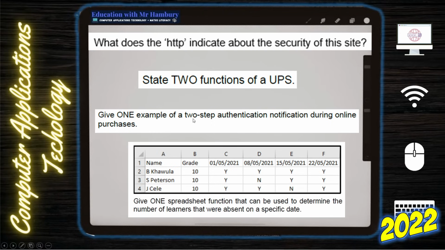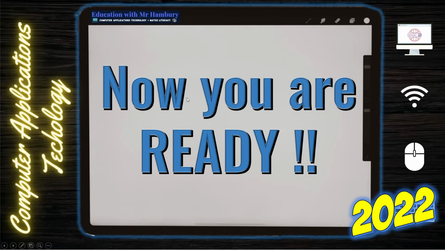Okay. Give one example of a 2-step authentication notification. So as you make the purchase, it sends maybe a one-time PIN or something like that to your phone. You then enter that, and then the authentication goes through. Here they're talking about spreadsheets as well. Give one spreadsheet function that can be used to determine the number of learners that were absent. So what sort of function? You actually have to write that out. Here's another one. What does the HTTP indicate about the security of this website? It's indicating the protocol that's used, but because it doesn't have S, it's not as secure. Okay, so that's what that tells us.